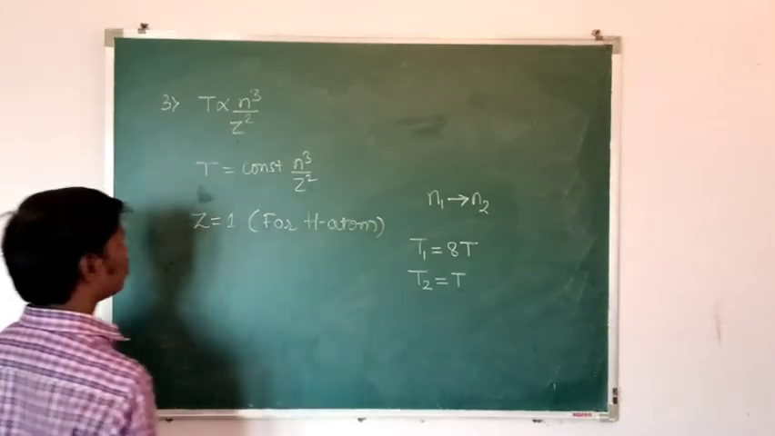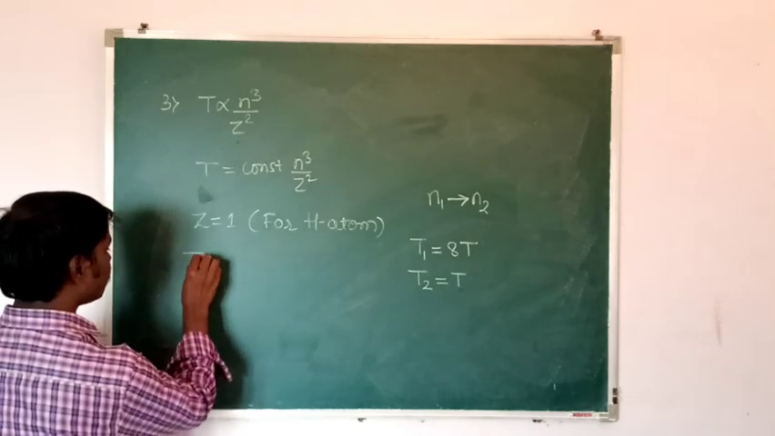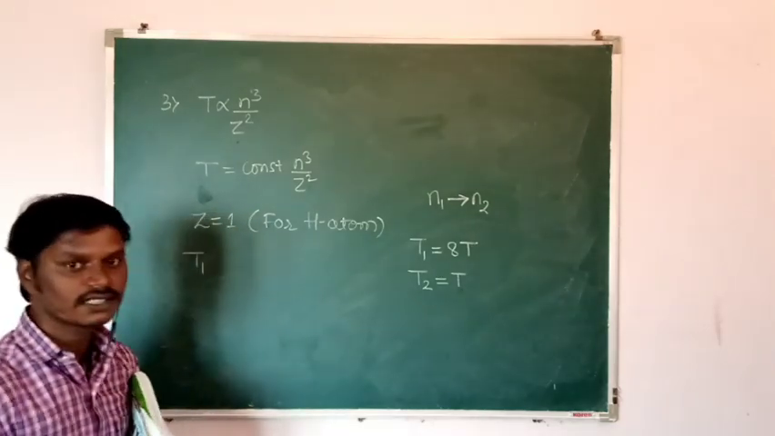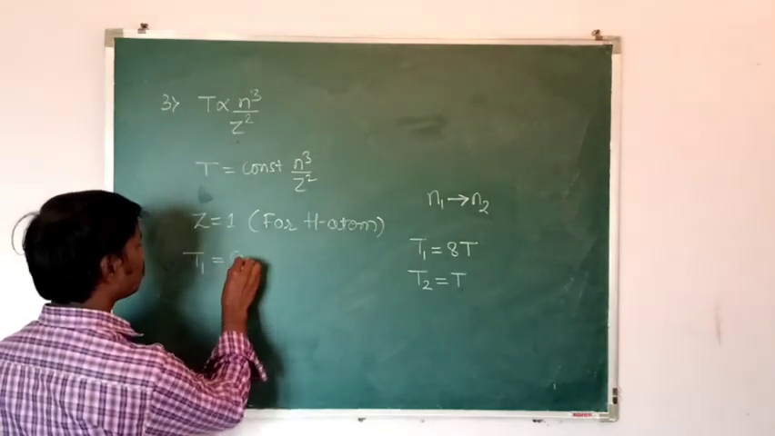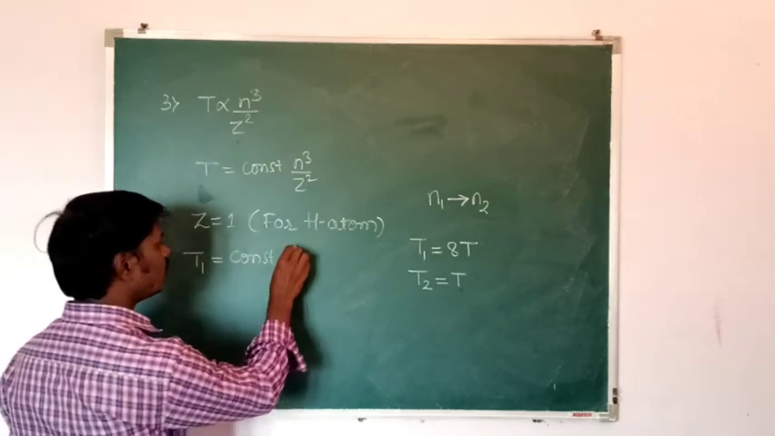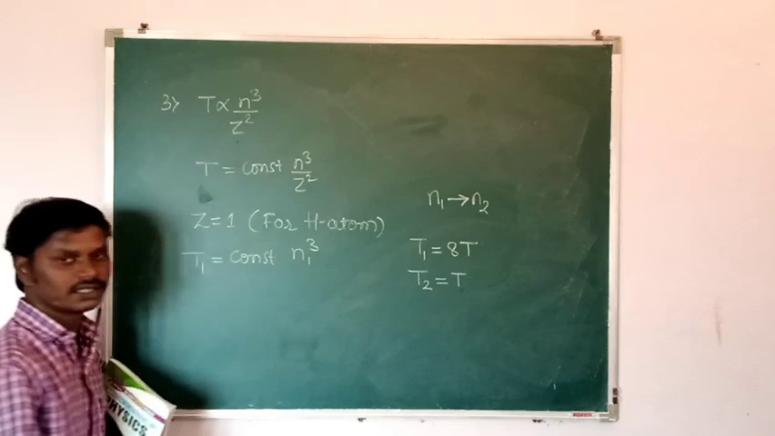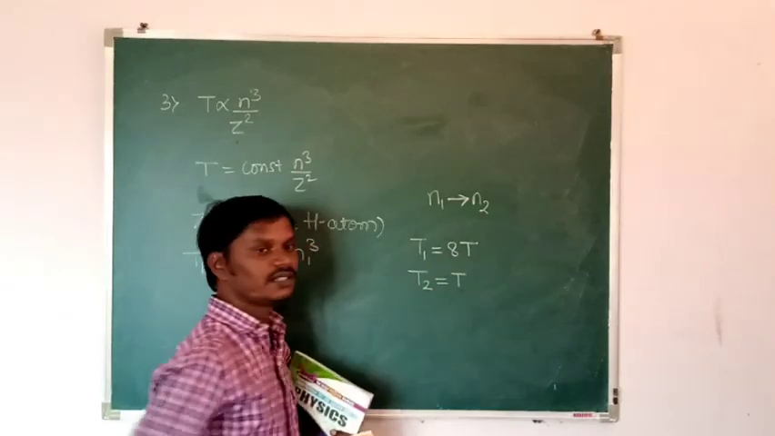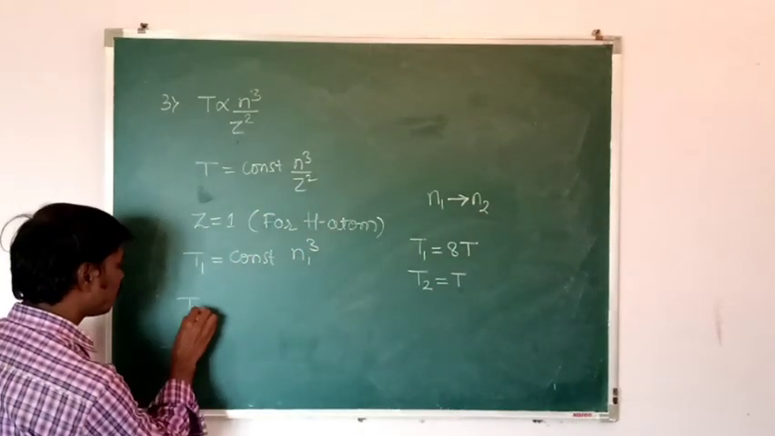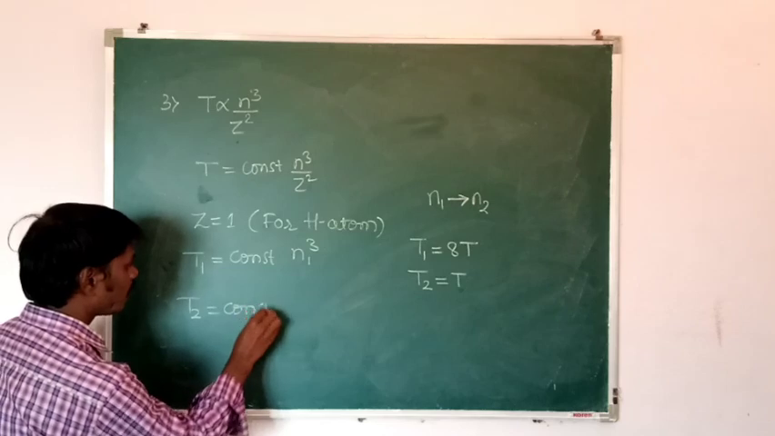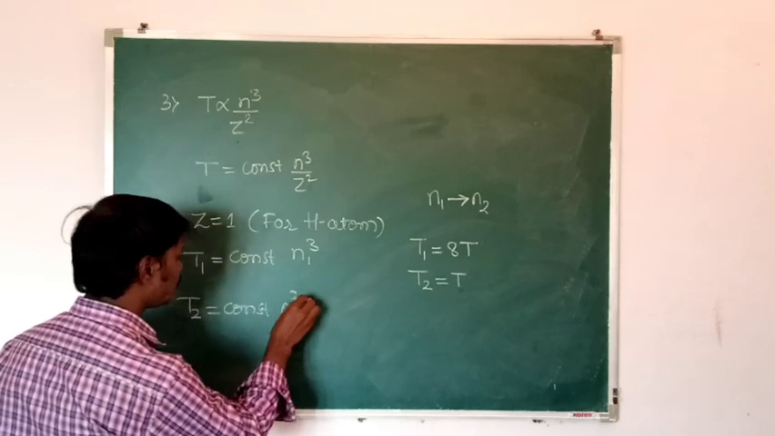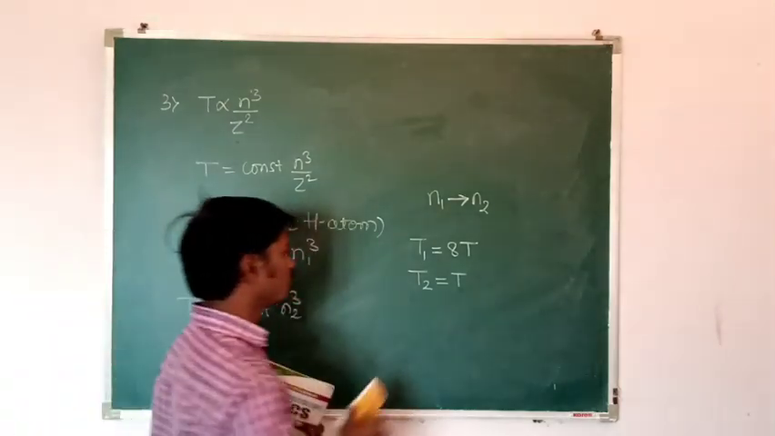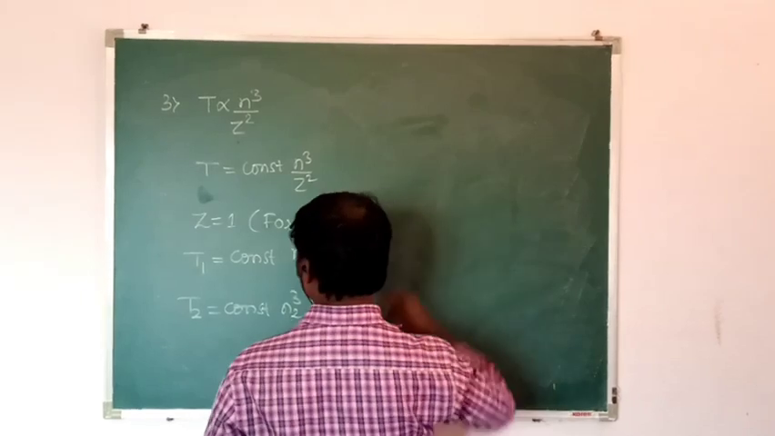So in case of the first state, the time period of the electron can be taken as T1, that is equal to constant into n1 cube. Then what is the time period of the electron in the final state? Which is the final state here? n2 is the final state. Then T2 is equal to constant into n2 cube. Take the ratios of them. Then we will get n1 by n2, that is T1 by T2.